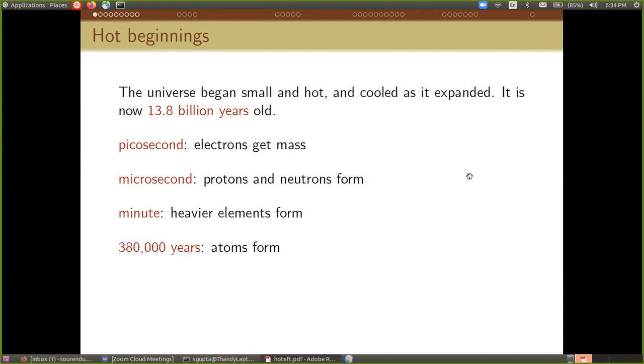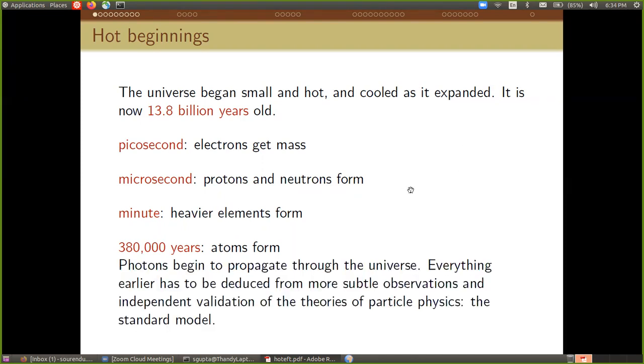That's nucleosynthesis. And much later, about 380,000 years ago, atoms formed out of these nuclei. And at that point, when atoms formed, photons began to propagate through the universe, and we could see what was happening very far out. So now when we look at the universe, we can see photons that come to us from that far back. Everything about the universe earlier has to be deduced from much more subtle observations, for example, gravity waves, neutrinos. These observations you need to put together using the theories of particle physics, that is the standard model. So you have to put together an independent validation of these theories with what you see coming from the early universe.